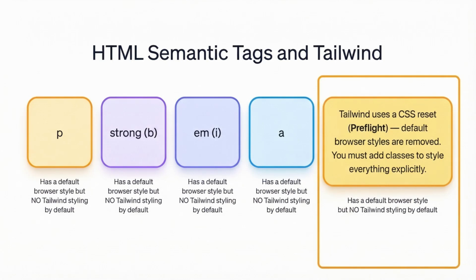This CSS reset is called preflight in Tailwind. It normalizes styles across browsers and removes opinionated defaults, so you start from a clean slate. For example, anchor tags won't have their blue underline, and heading tags won't be large and bold by default. You add those styles back intentionally using Tailwind classes, giving you precise, predictable control over your design.